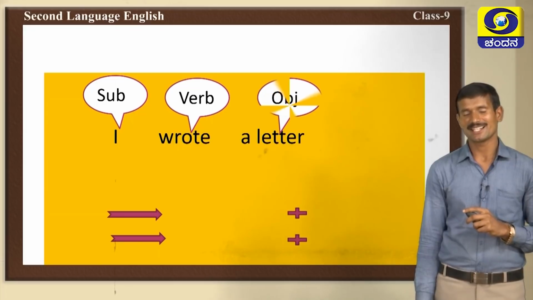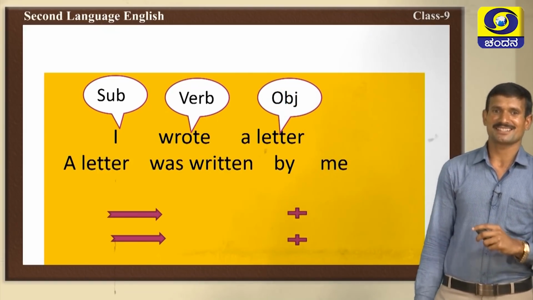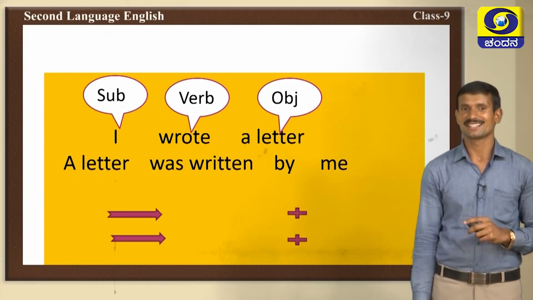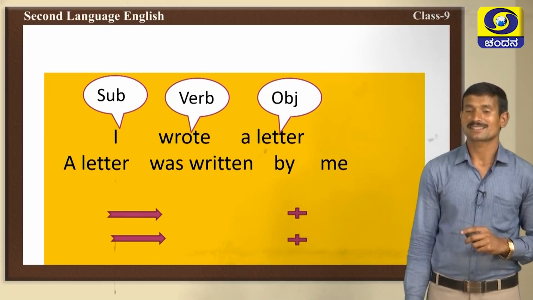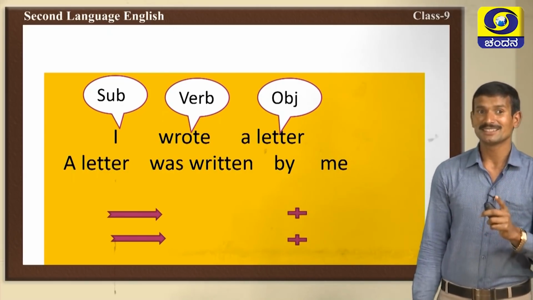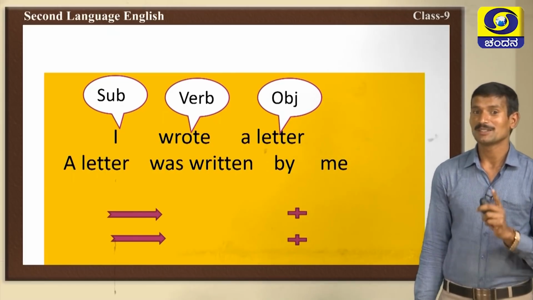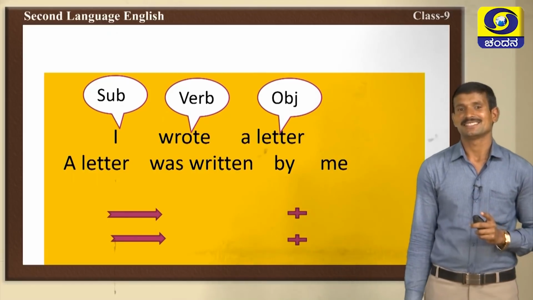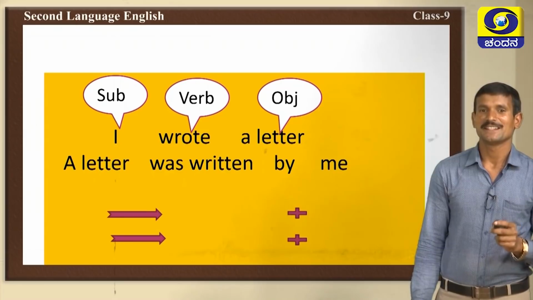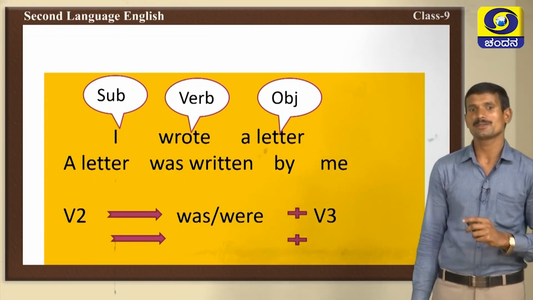I wrote a letter. Letter is an object. Now, object into subject place. A letter is third person singular. In the first sentence we have used verb 1, but here wrote is verb 2 form. So, we have used was. A letter was written by me. I changes into me.